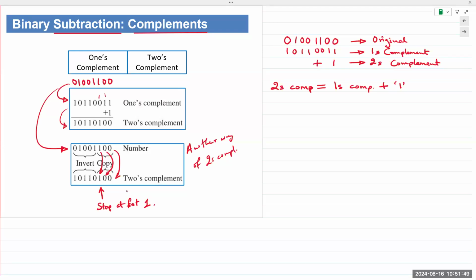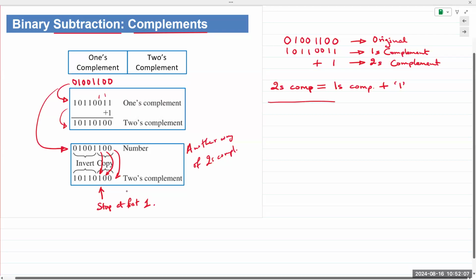So we have the 2's complement. There are 2 ways of finding it manually. And once we have the 2's complement, we simply add that to the number, and the answer is a subtracted output.